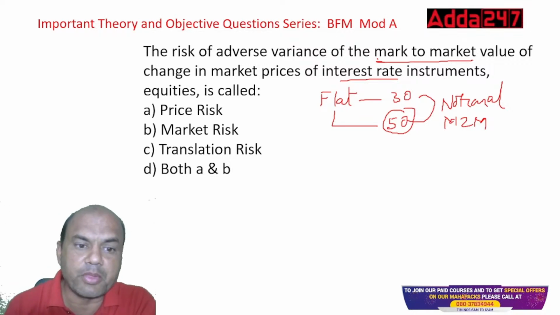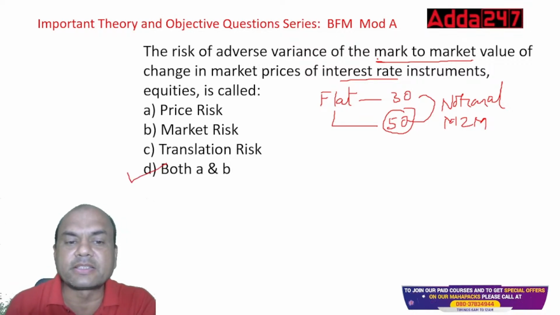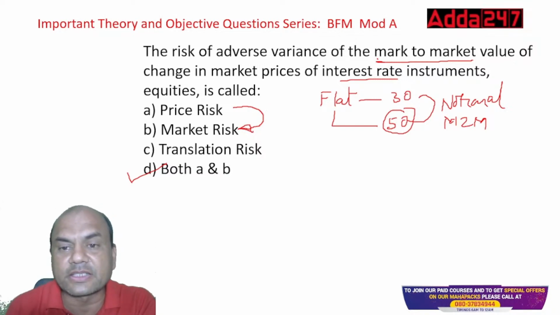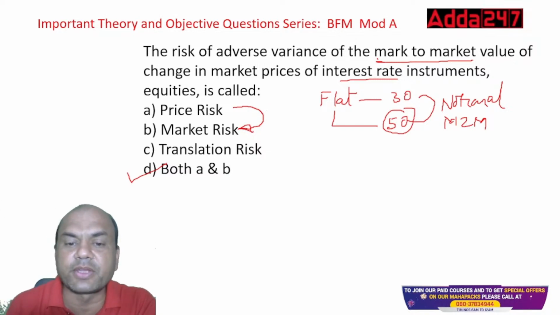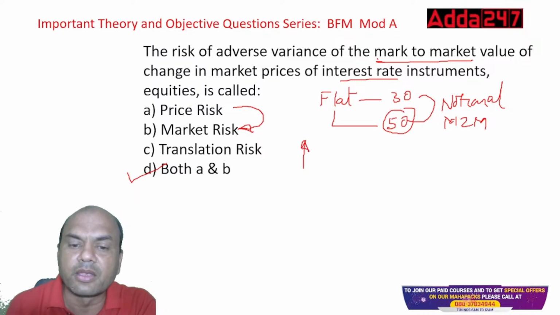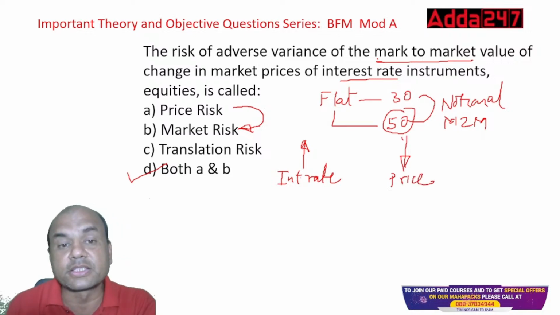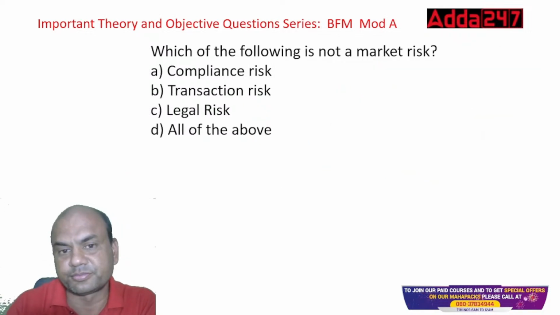It is both A and B. Price risk and market risk, both. Because here market price risk is actually a part of market risk. And price risk arises because of the interest rates. If the interest rates go up, then the price of the bond will go down. Price will always go down. So this is basically the logic behind this.